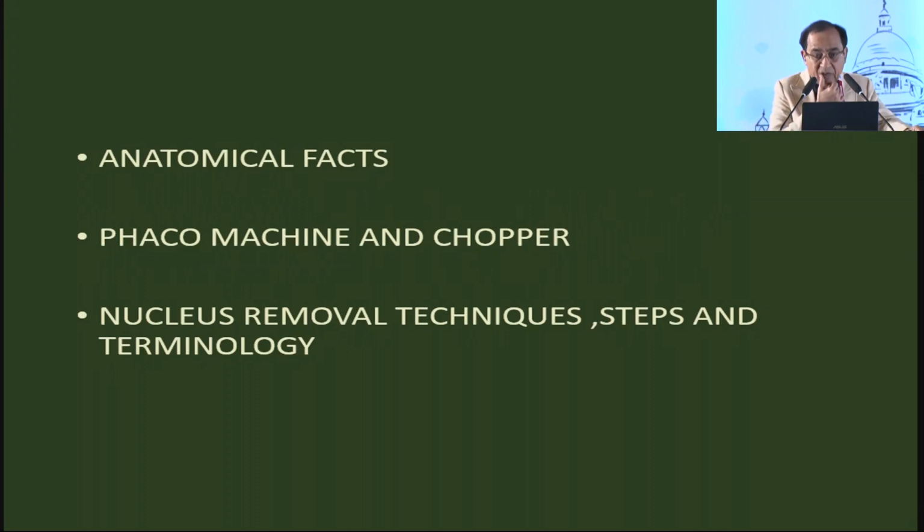Understand, before we actually start emulsifying, what the anatomical facts of the eye and the nucleus are. You need to understand your machine and a chopper, and you need to understand the removal techniques, steps and terminology of nucleus removal.